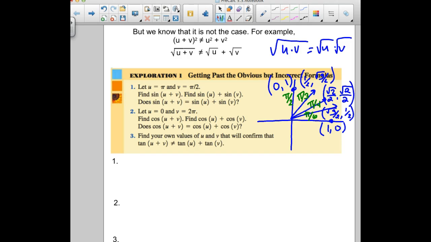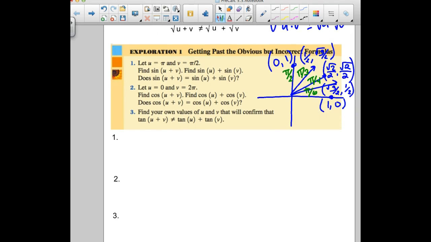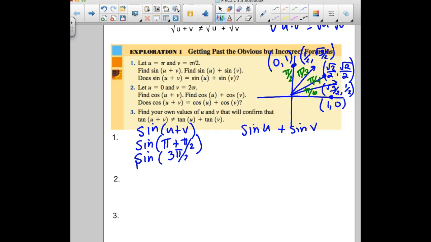All right. So our first exploration, we're just going to show that we cannot split up this and take the sine of each one individually. So it says let u be pi and let v be pi over 2. It says find the sine of u plus v and find the sine of u and the sine of v separately. And we're looking for if they are equal to each other. So our sine of u plus v, and we said u was pi, so this would be the sine of pi plus pi over 2, or the sine of 3 pi over 2.